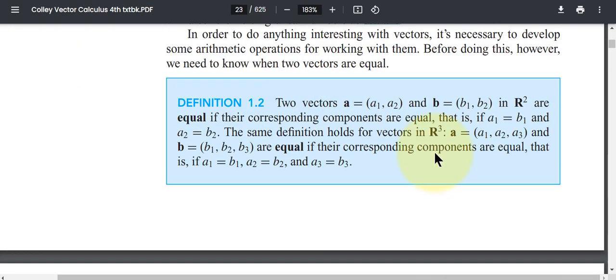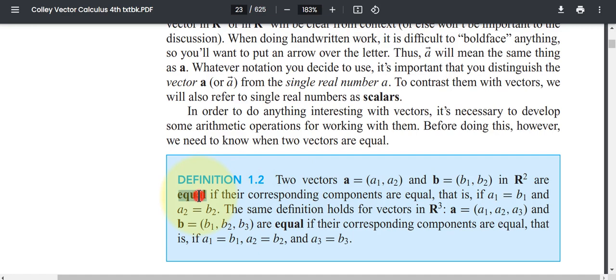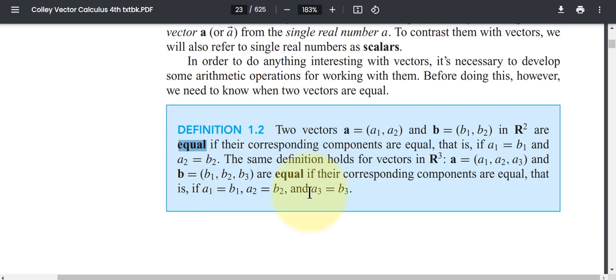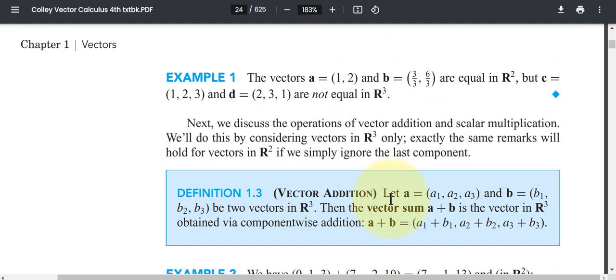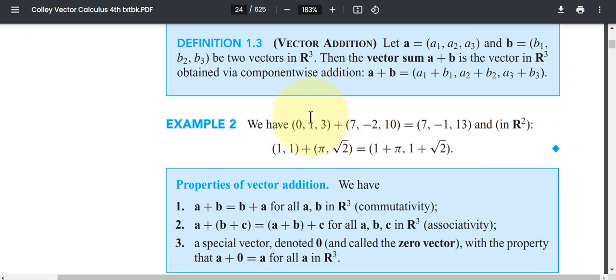Okay, the next thing after we decide what we mean by two vectors being equal is, how about if we want to add two vectors? What do we mean by doing that? Here we call it vector addition. Suppose we have these vectors and we want to add them. We don't know what this means yet, but they're going to tell us what they mean by this. It just means you take the first element of one plus the first element of the other, and so on, and you get this. For example, if you take these two and you add them, you get 0 plus 7, 1 plus negative 2, and 3 plus 10, so you get something like this.